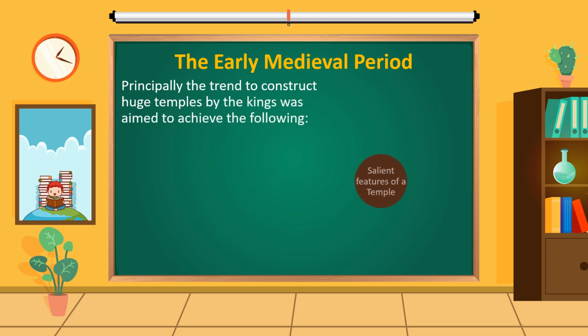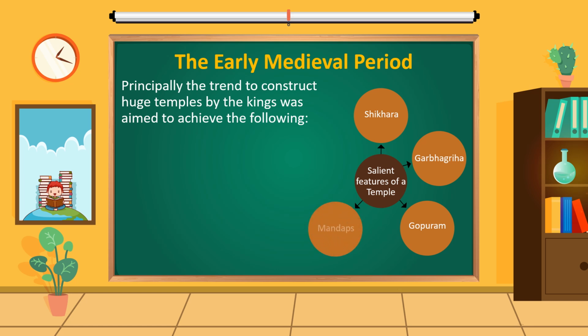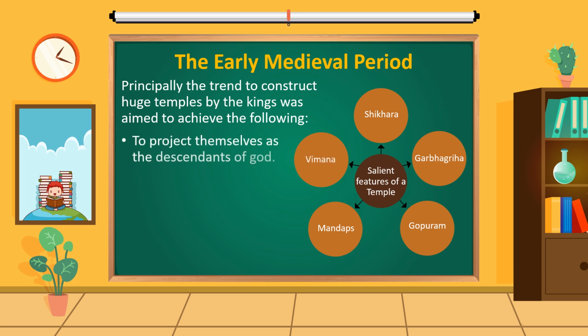Salient features of a temple: Shikara, Garbhagriha, Gopuram, Mandaps, Vimana. To project themselves as the descendants of God.